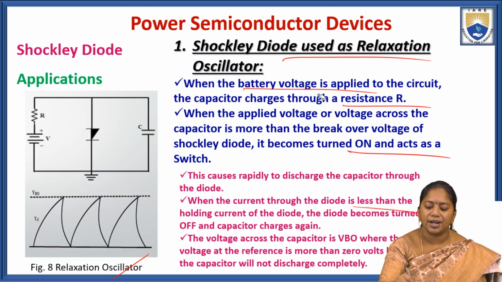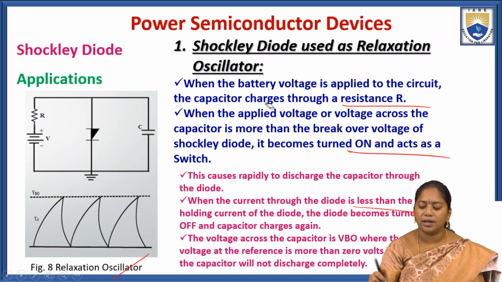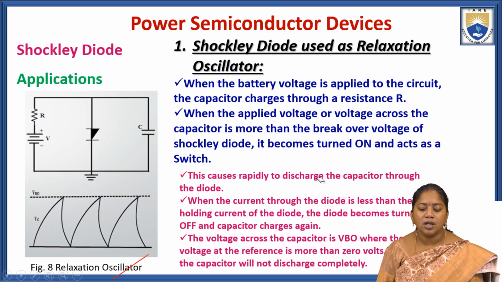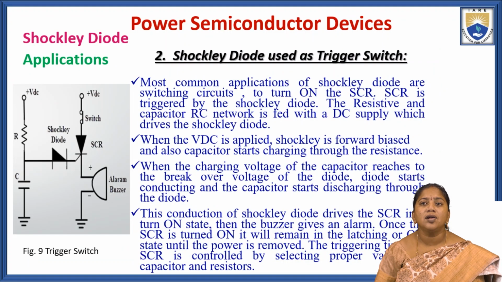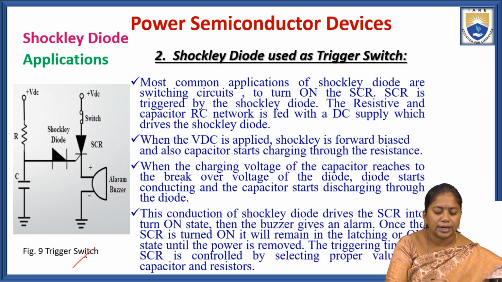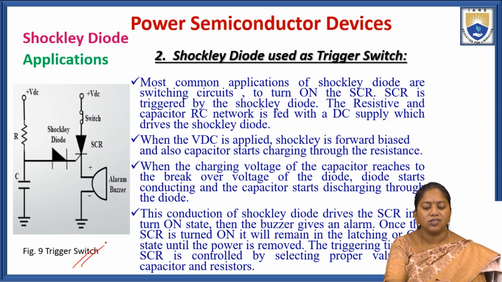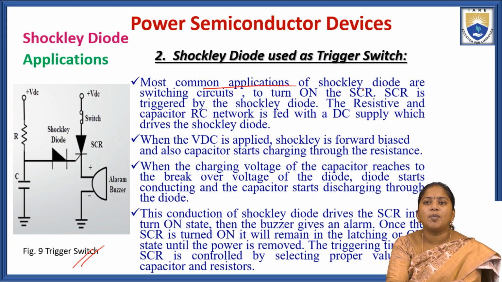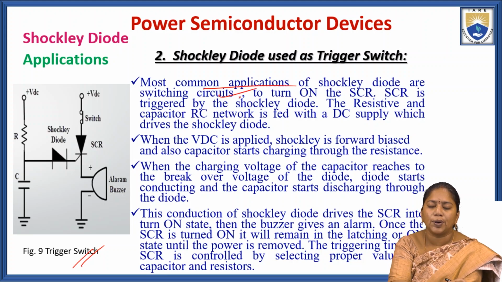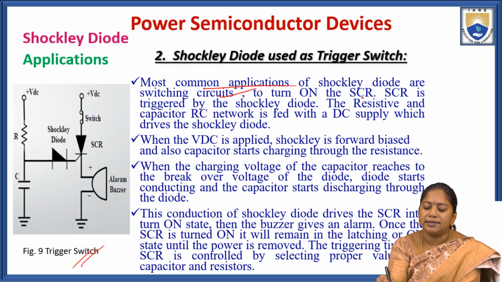So this is the Shockley diode used as the relaxation oscillator. This is one of the important applications of the Shockley diode. The second one is the Shockley diode used as a trigger switch. Figure 9 shows the trigger switch of the Shockley diode. The most common applications of the Shockley diode are switching circuits. The Shockley diode can be used in switching circuits to turn on the SCR, silicon controlled rectifier. SCR is triggered by the Shockley diode.